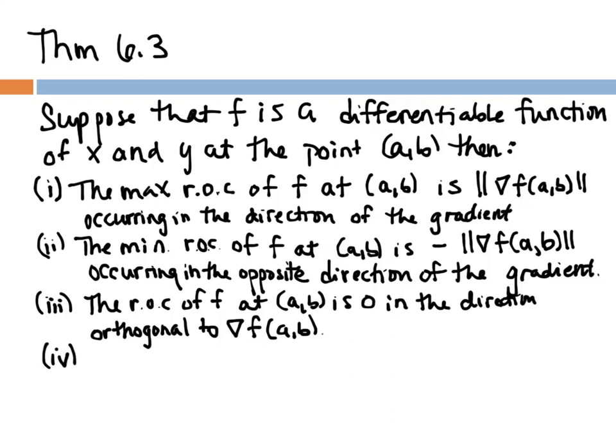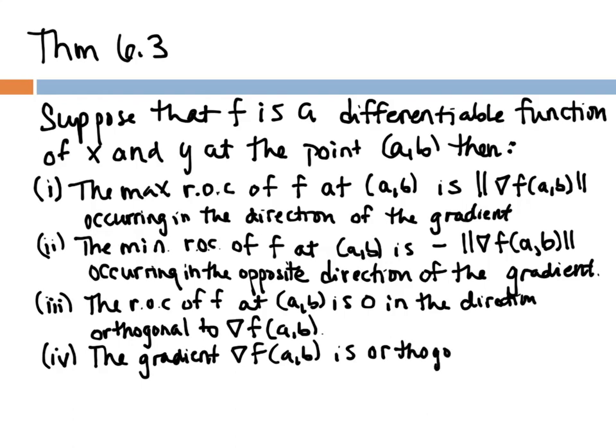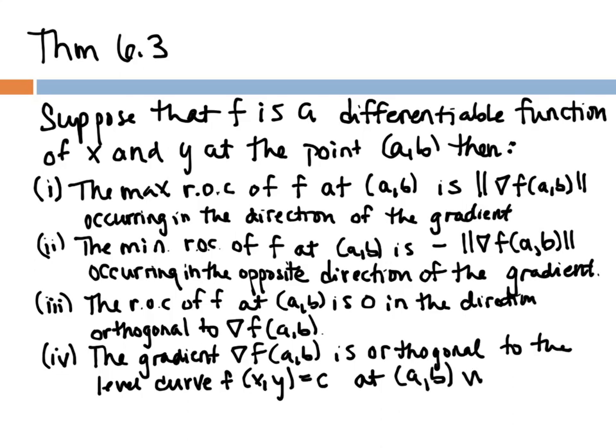And our last piece of this theorem says the gradient is orthogonal to the level curve f of x y equals c at the point (a, b) when c equals the function value at (a, b). So this tells us how we're going to be able to find that.